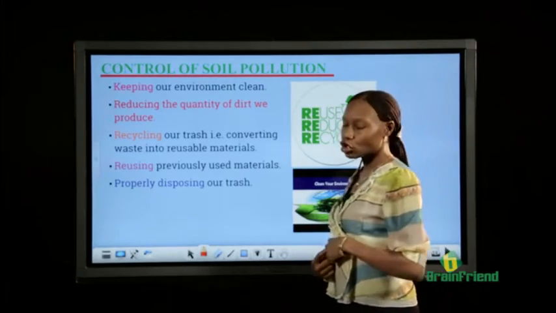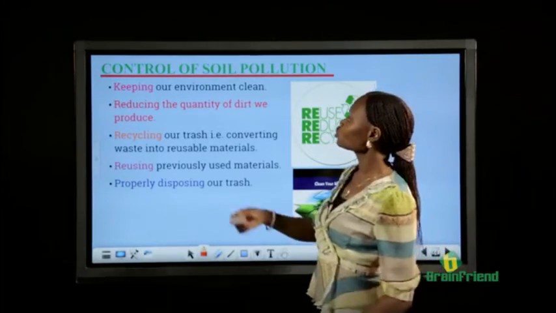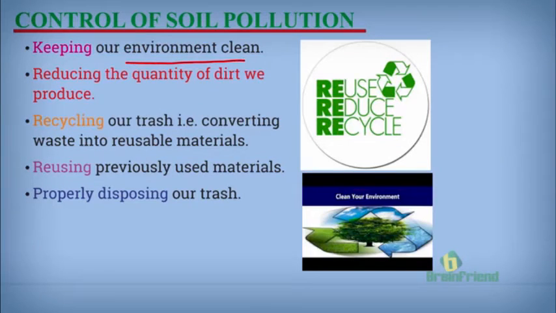How do we control soil pollution? We can control soil pollution by keeping our environment clean. We can also control soil pollution by reducing the quantity of dirt we produce. Then you wonder how. At home, we do not generate so much waste. We have little waste as pollutants. But the more waste we generate in our homes, the more household waste we'll have to try to dispose of.